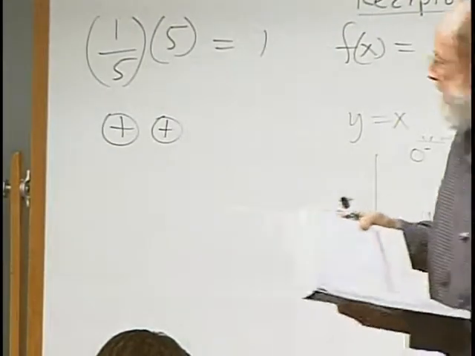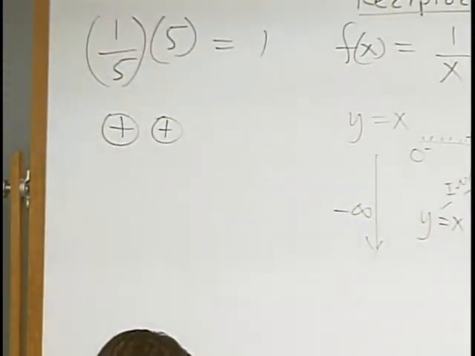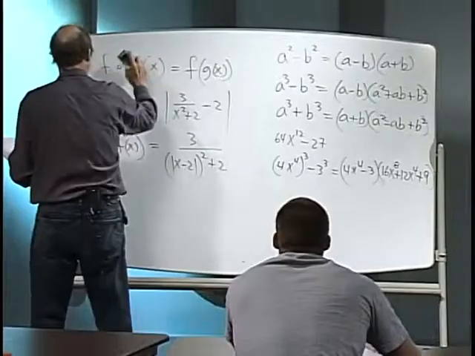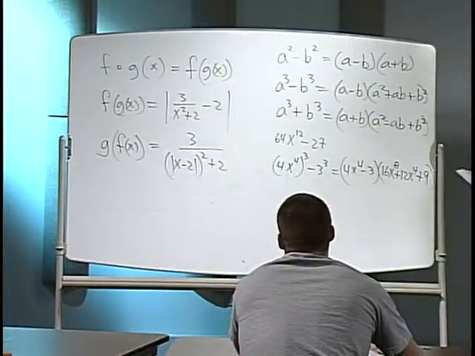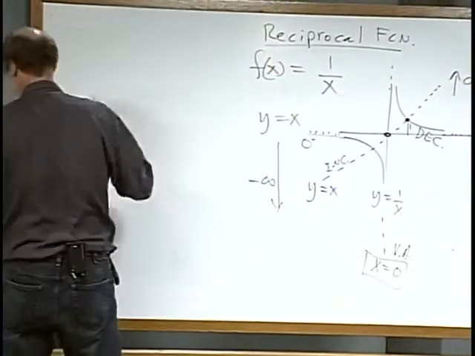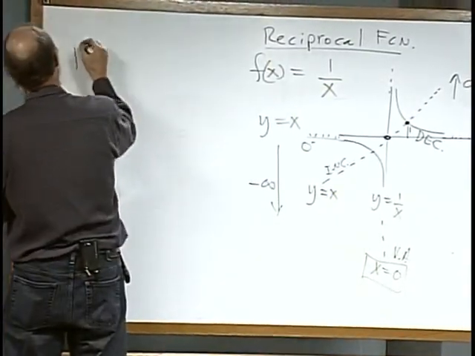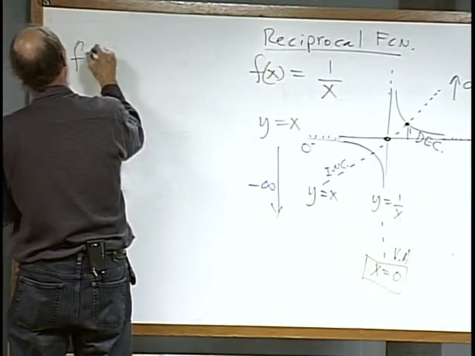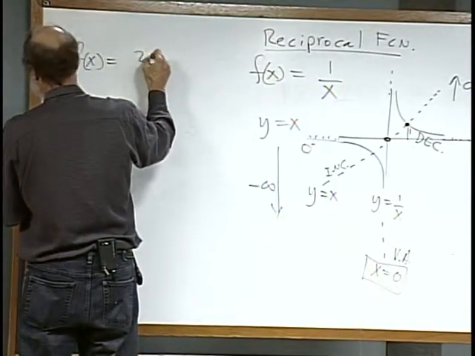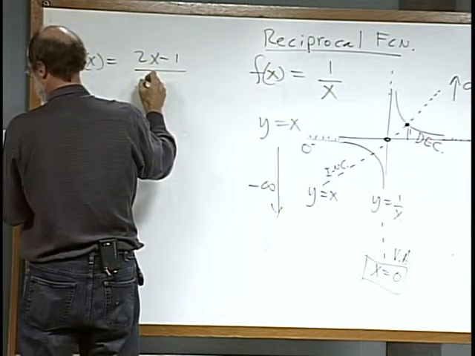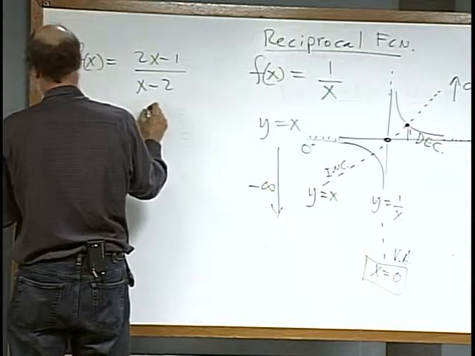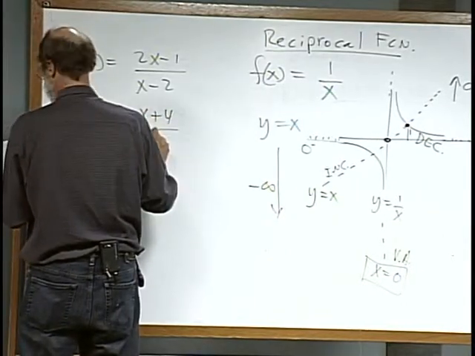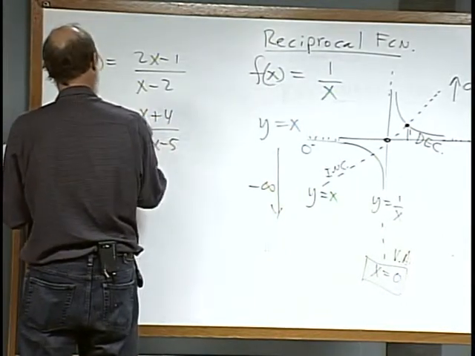Let's try number 44, just to play with this a little bit more. Number 44, let's come over here. f of x is 2x minus 1 over x minus 2. g of x is x plus 4 over 2x minus 5.